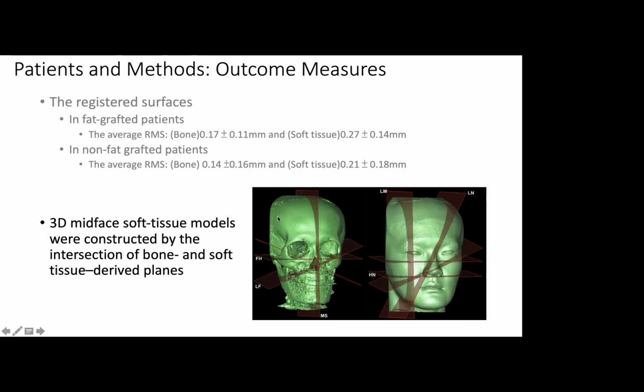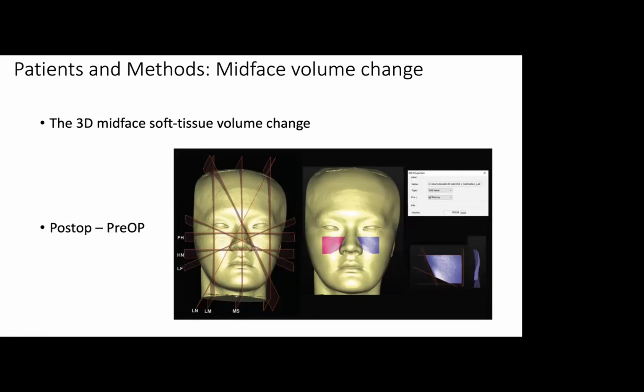And here a 3D mid-face soft tissue model was constructed by the intersection of the bone- and soft tissue-derived planes. These bone and soft tissue derived planes also define the region of the anterior medial cheek area. This 3D facial soft tissue model displays the reference planes adapted to isolate the region of the anterior medial cheek. From this, we can see the 3D mid-face soft tissue volume change around this area.